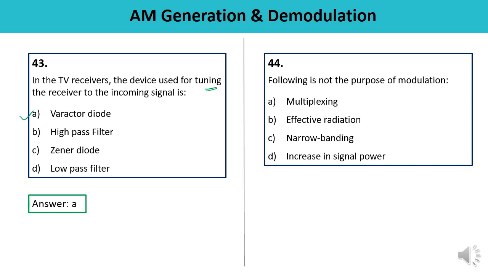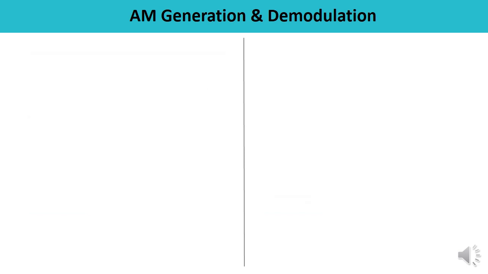Question number 44. Following is not the purpose of modulation. What is not the purpose of modulation? Multiplexing, effective radiation, narrowbanding, and increase in signal power. So increase in signal power is not the purpose of modulation. Yes, this is the correct one.